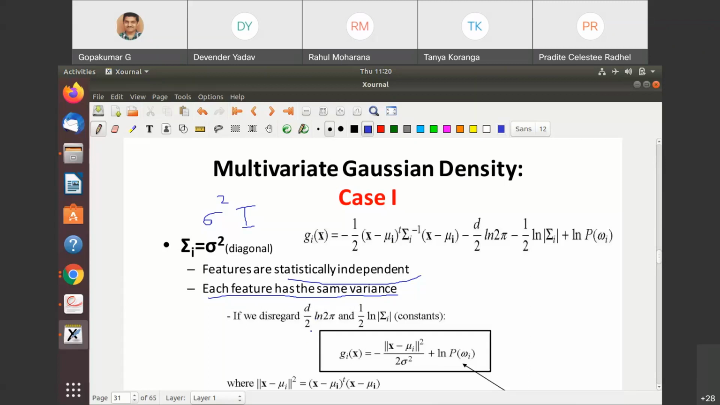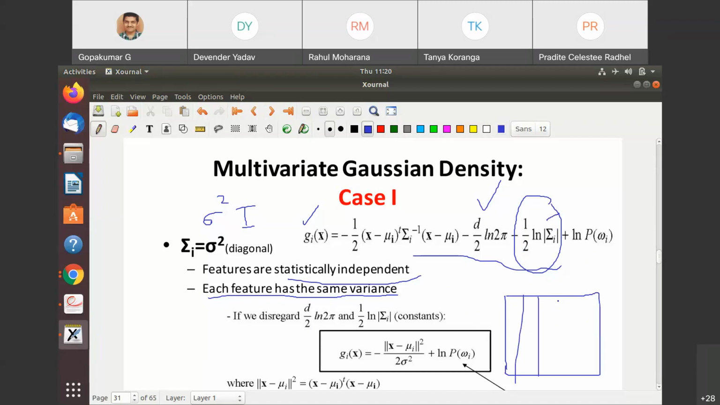Now if you look into this equation, we can see that this particular term is nothing but a constant. Similarly, this term is also going to be a constant, because we are taking this for different classes w1, w2, w3, etc., up to wc. So we are assuming that we have a data set of this kind, as we have just discussed.